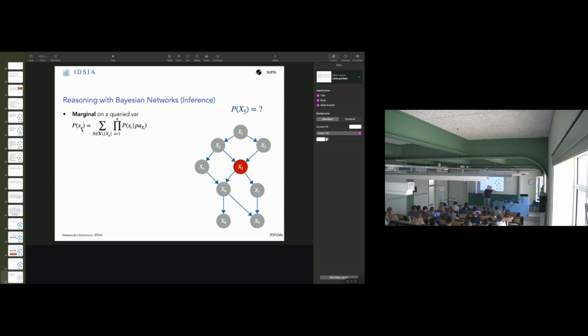So you see, it is a sum over a productory, a product. And you have to compute this. So for instance, you have to compute the marginal for x5. This is an inference problem.